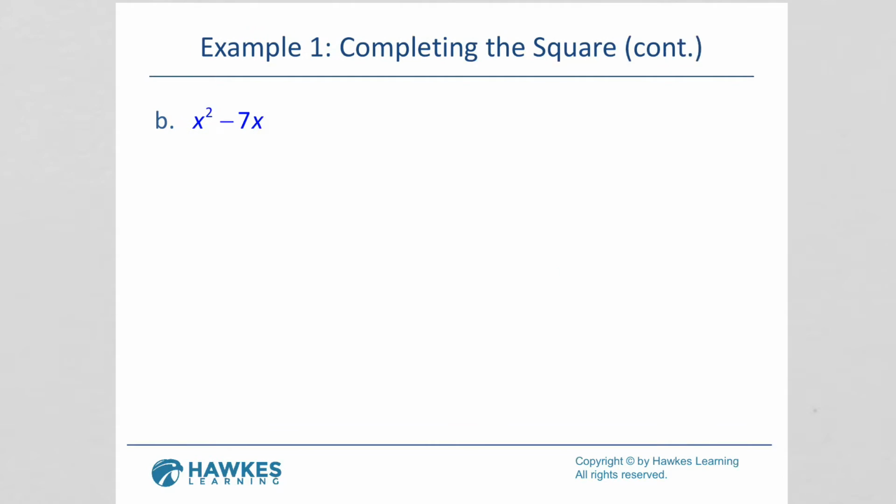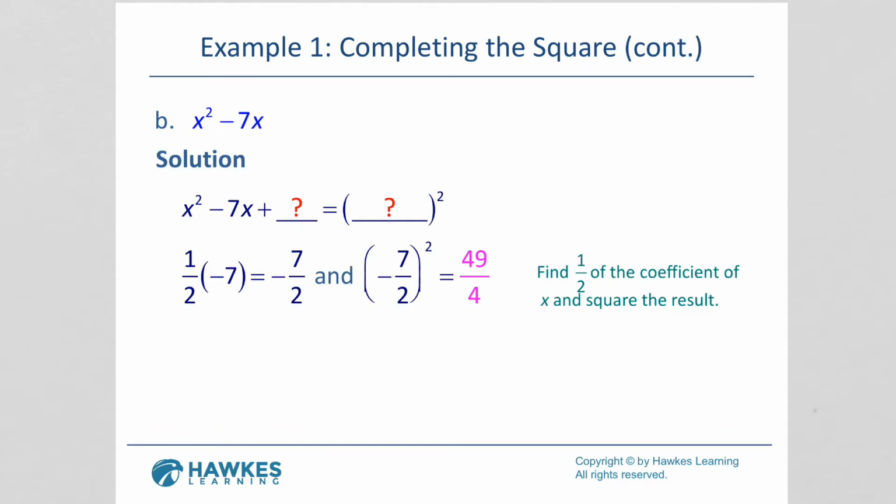Example 1b, x squared minus 7x. Once again, x squared minus 7x plus what will equal a binomial squared. We're going to take 1/2 of negative 7, which is going to give us negative 7/2, and we're going to square that. Negative 7/2 squared is 49 over 4. So add 49 over 4. That becomes x squared minus 7x plus 49 over 4, which will factor into x minus 7/2, that quantity squared.